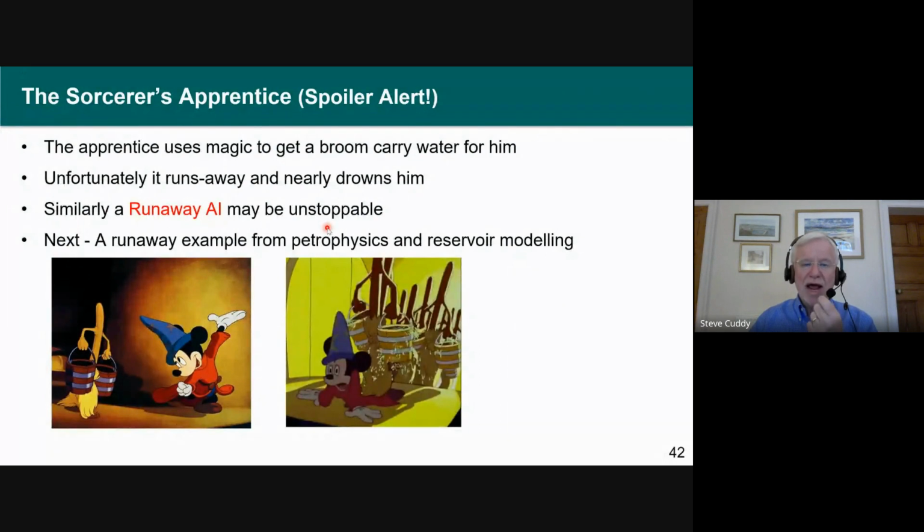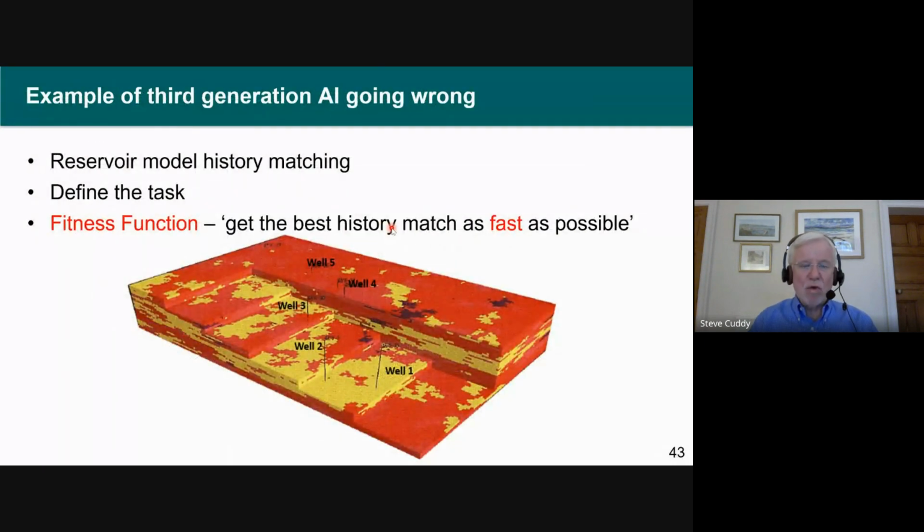Now, let me show you an example of that from petrophysics and reservoir modeling. One of the important things we use for the output of petrophysics is reservoir modeling. And we want to do a history match. Here is a reservoir model, 3D. The different colors could represent different processes or different facies, but we've only got a minimum amount of data as shown by these vertical lines at the wells. So a history match will be to get the best model which respects the wells information.